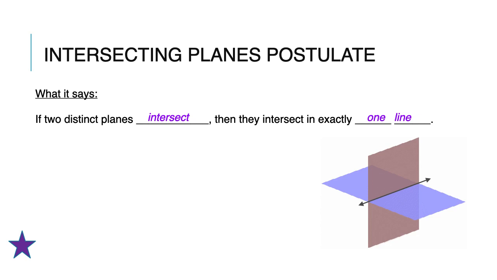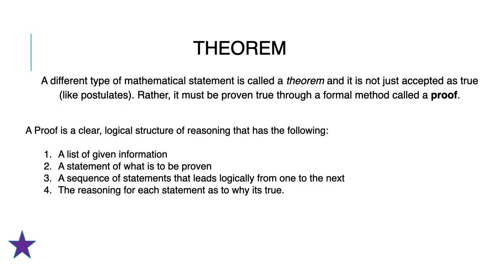So now the difference between a postulate and a theorem. A theorem is a statement that is not just accepted as truth, like postulates. Instead, it must be proven true through a formal method called a proof, which we'll get experience with as the course moves on. A proof is a clear, logical structure of reasoning that has all of those components.